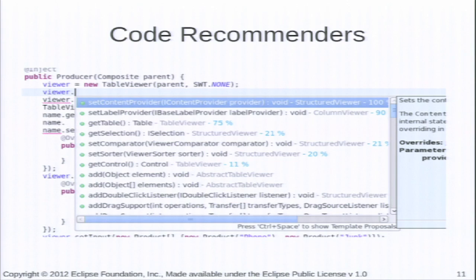But Code Recommenders is saying, everybody that makes a table viewer, the thing they're most likely to do after they create a table viewer is provide a content provider so that the table can show content. Less often, they're providing a label provider. So basically, they've taken usage statistics, the kinds of things that developers are actually doing, and they figure out what you're most likely going to want to do, and they put those options at the top.